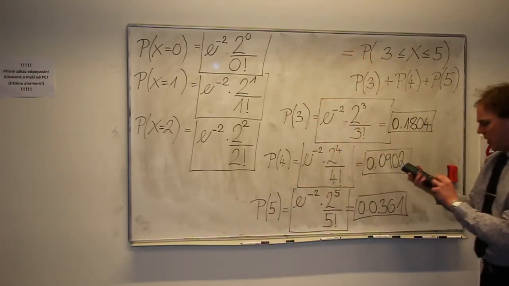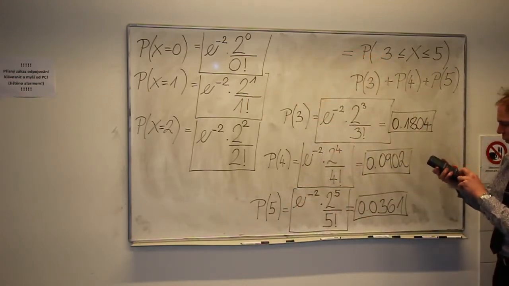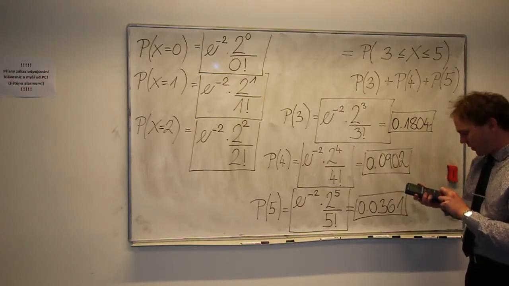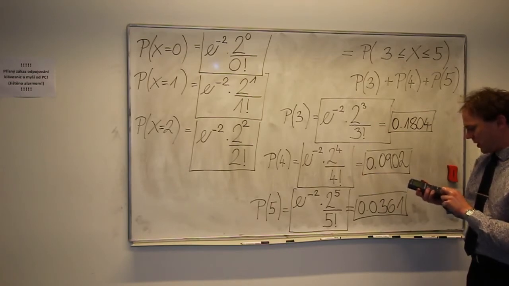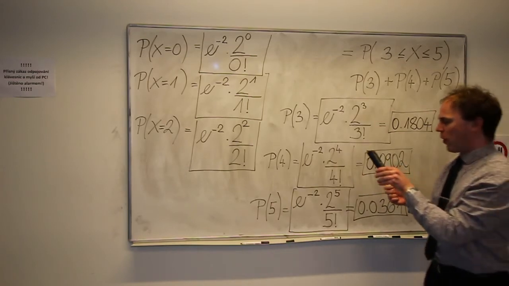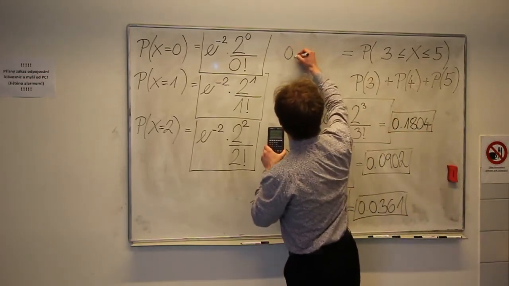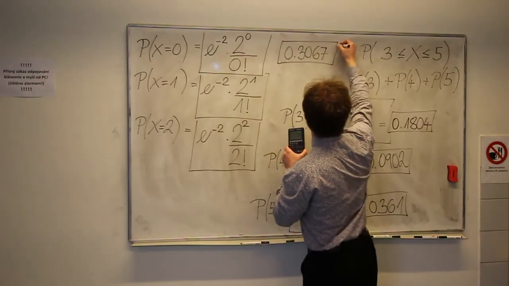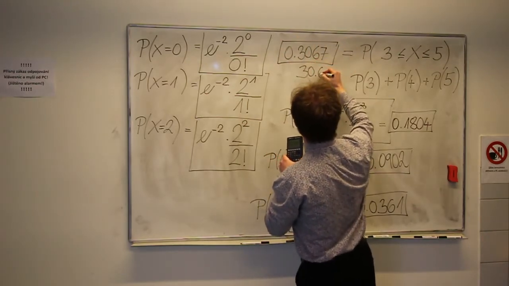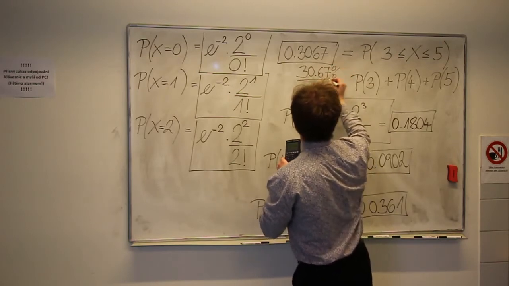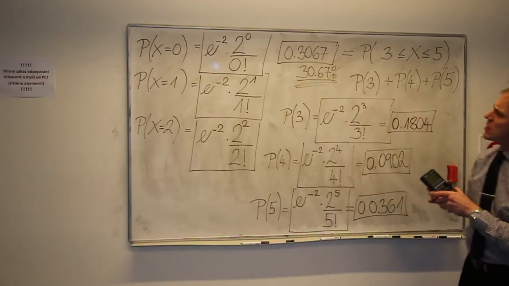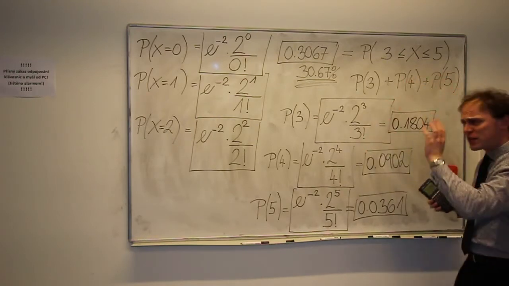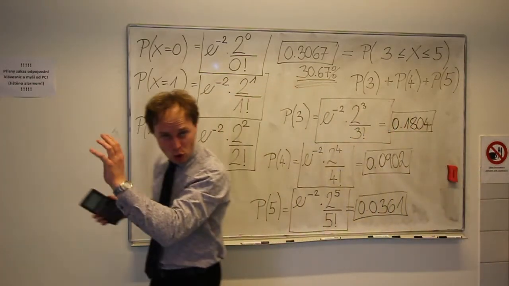for example, here 0.1804 plus 0.0902 plus 0.0361. Result is 0.3067. So this is the probability, 30.67%. Yes, that within 4 minutes, yes, there will arrive either 3 or 4 or 5 customers to your store.